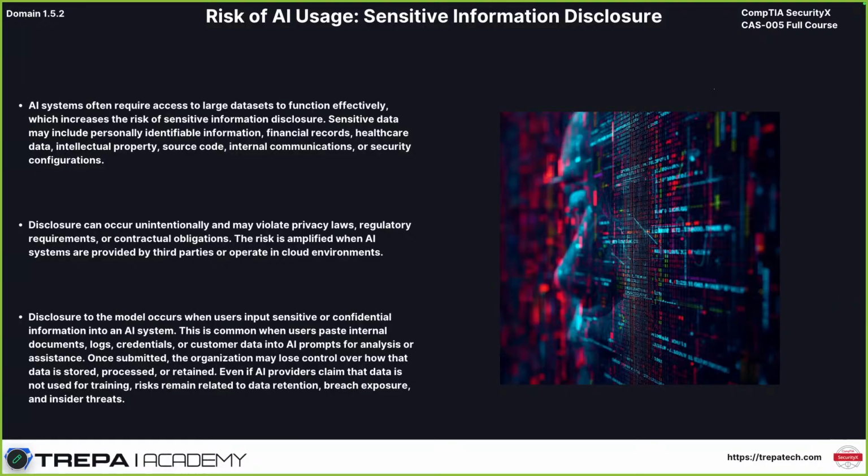Okay, sensitive information disclosure. AI systems often require access to large data sets to function effectively, which increases the risk of sensitive information disclosure. So this again goes into our compliance and governance, kind of going back to yesterday, going over our first few PowerPoints. We can't have it disclosing financial records, health records, and PII. Disclosure to the model occurs when users input sensitive or confidential information into an AI system. And there's also user awareness, telling our users, hey, do not put company information into your personal AI, your personal ChatGPT account.